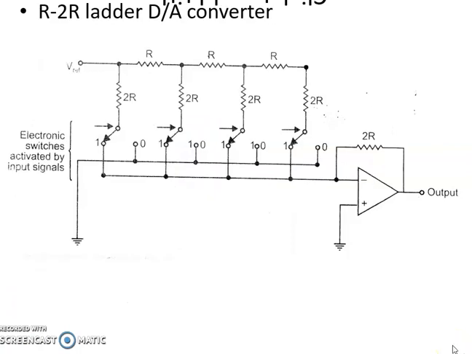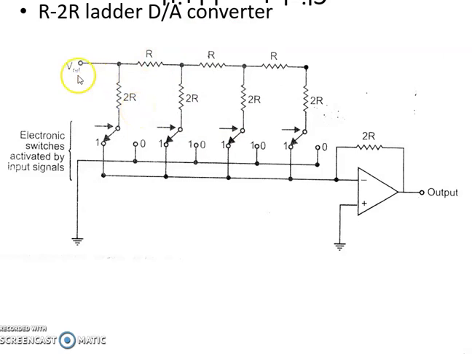Now let us see the most commonly used digital to analog converter, the R2R ladder digital to analog converter. The limitation of the weighted resistor DA converter is that we used different values of resistors, so accurate values of resistors must be used. This limitation can be overcome in the R2R ladder DA converter, where we are using only two values of resistors, that is R and 2R.